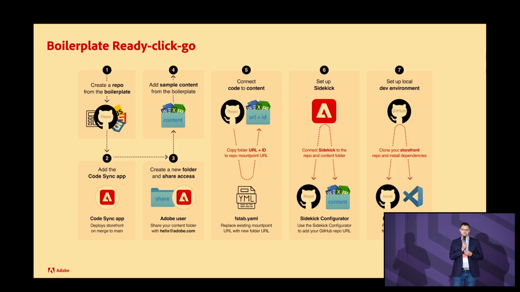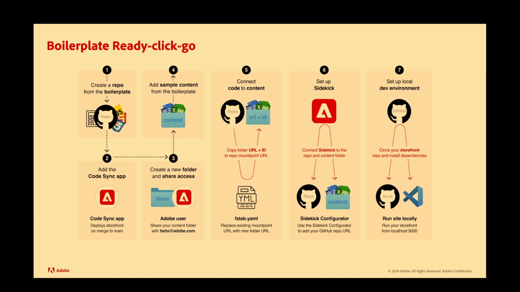Next, this is the flow you need to follow to build up a site locally. You need to create a repo from a boilerplate GitHub repository, then add a CodeSync application on that repository, add some sample, then create a new folder, share access with the Helix account. Helix is just like an internal user that we use for EDS. Then add sample content and connect that sample content with your fork repository, install Sidekick extension for Chrome, then you can run your site locally.